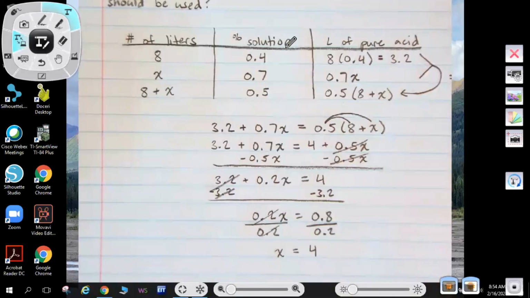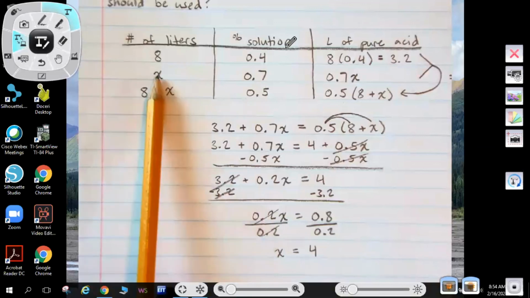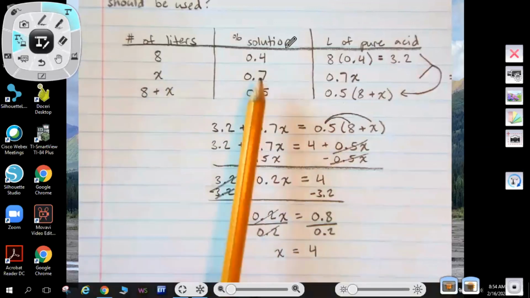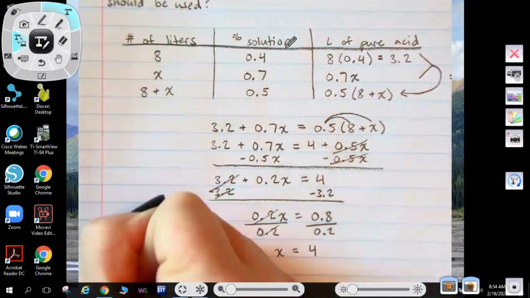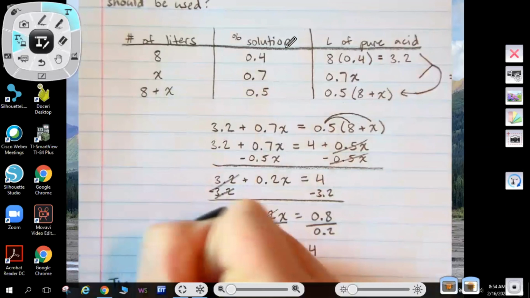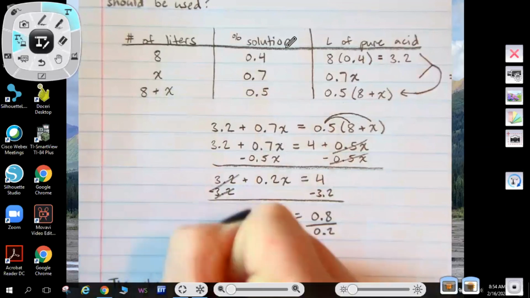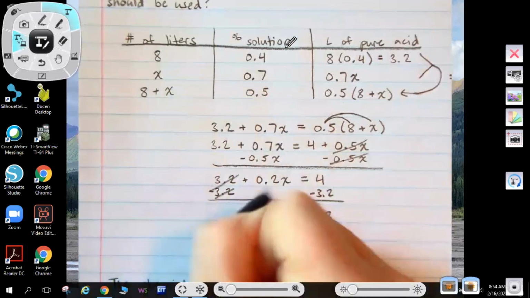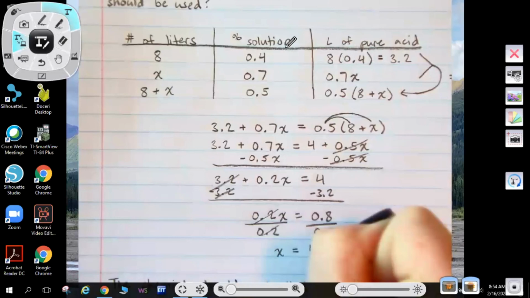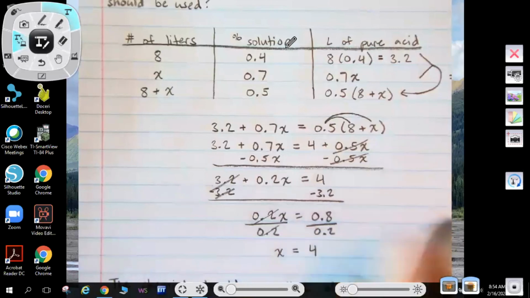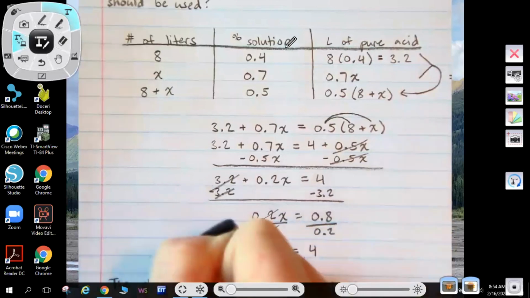So in this example, x represents the number of liters of the 70% solution that this chemist should use. So our answer is the chemist should use 4 liters of the 70% acid solution.